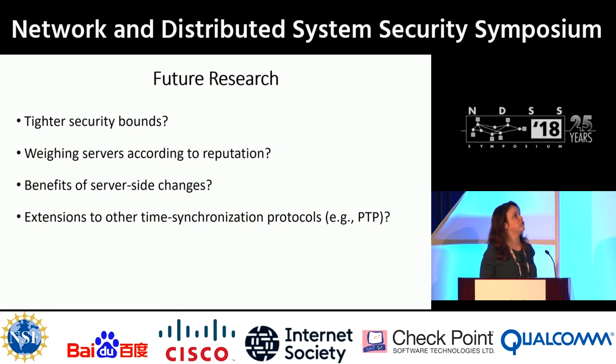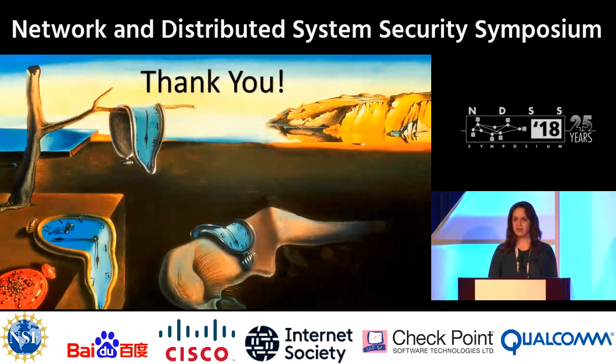And these are questions for further research. Maybe we can achieve tighter bounds or weight NTP servers according to their reputation. What can we benefit if we allow small changes in the server side? And of course, we would like to extend Chronos NTP to other time synchronization protocols such as PTP. That's it. Thank you.